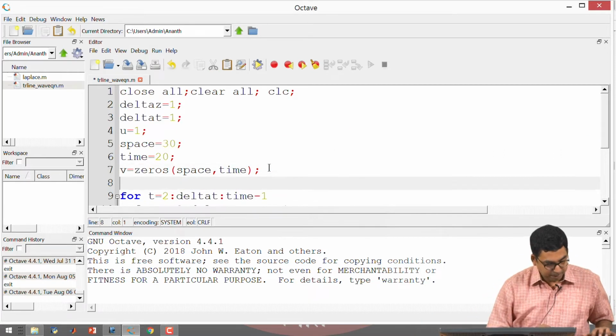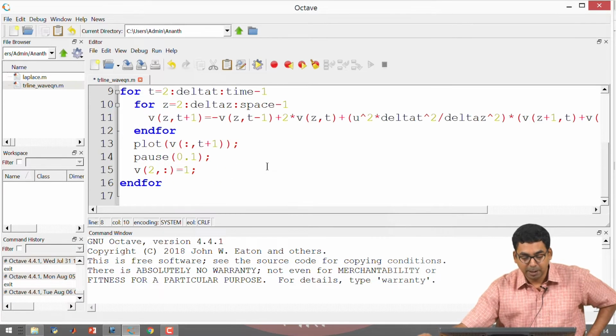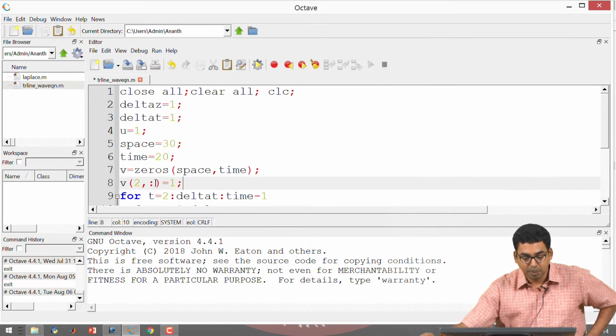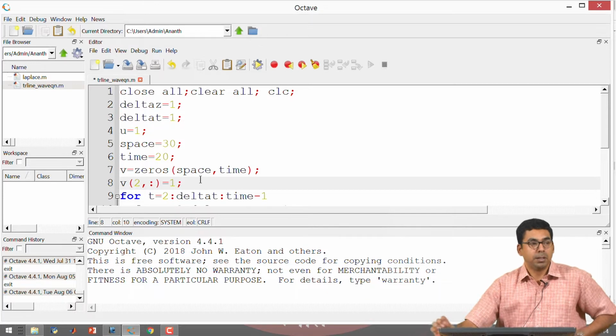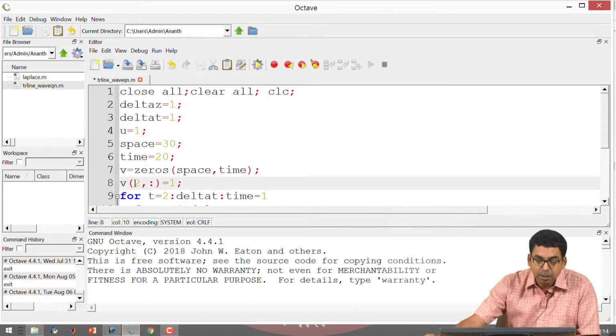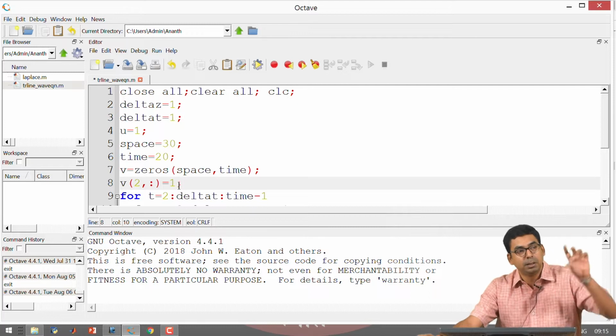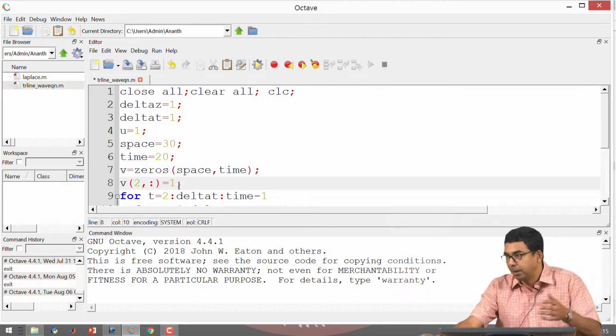I am just going to place this in two places. So, in line number 8, I am saying that V of 2 comma colon is equal to 1. So, the spatial location 2, for all instants of time, is going to be at 1 volt. In other words, I am plugging in a battery there of 1 volt, delivering 1 volt at position 2 for all instants of time. This will become apparent if I run the program.